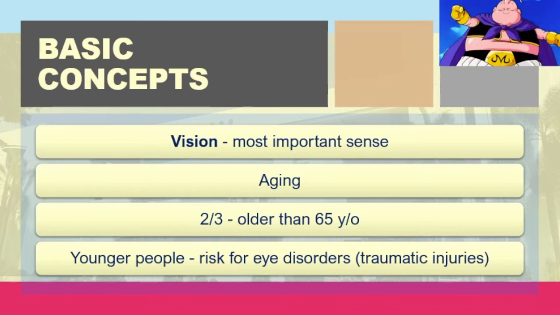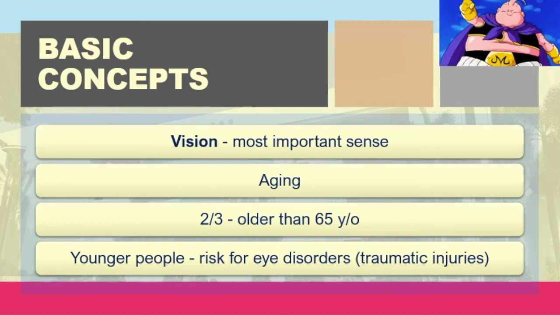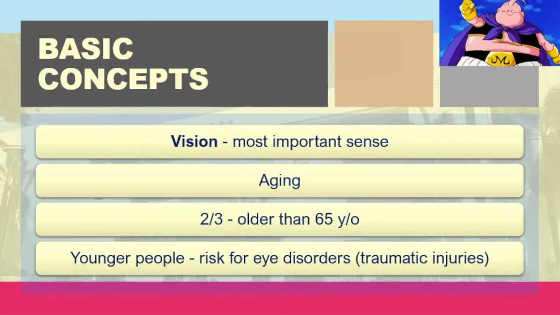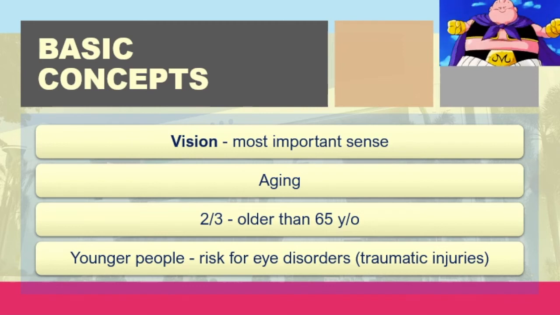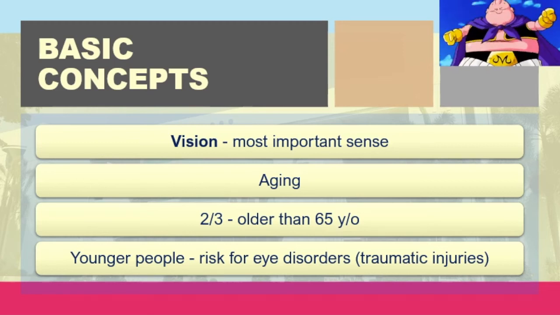So with all of these changes combined, we know that about 2/3 of the population with impaired vision is older than 65 years old. So we can say that age is directly proportional to visual impairment. Whereas for younger people, the risk for eye disorders is usually not related to internal structural changes that occur with age or circulatory problems, but oftentimes they are related to traumatic injuries.